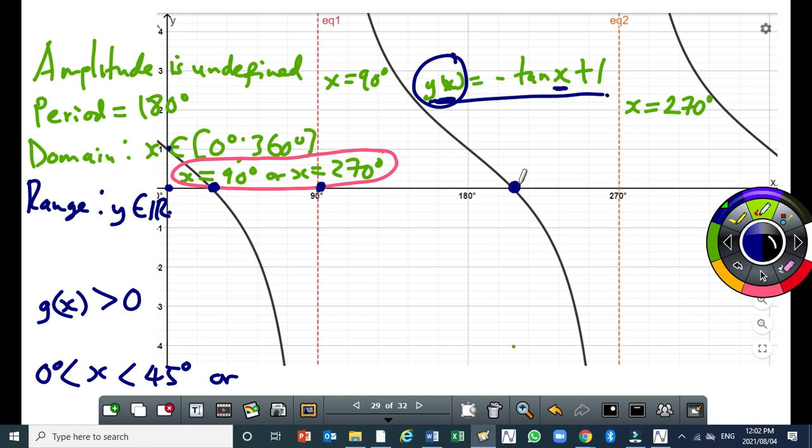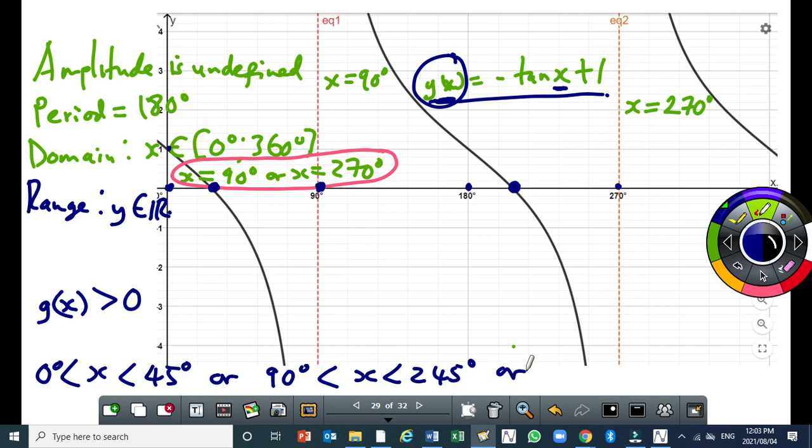Okay, remember, between this point and that point, that's the first quadrant, tan is positive. Between 180 degrees and 270, that's the third quadrant, tan is positive. So, the answer there is going to be 225. So, our next answer will be 90 degrees is less than x, and x is less than 225 degrees.